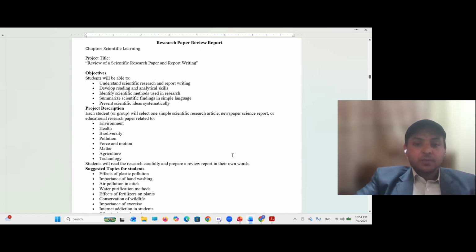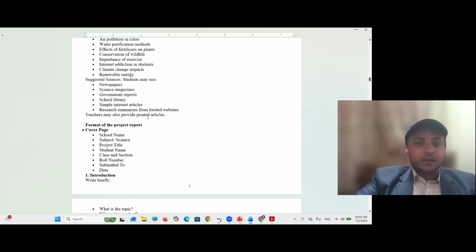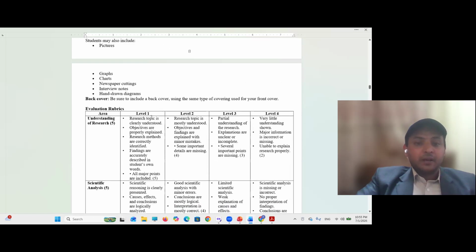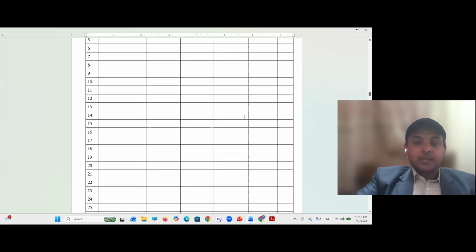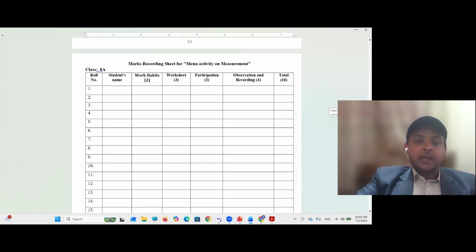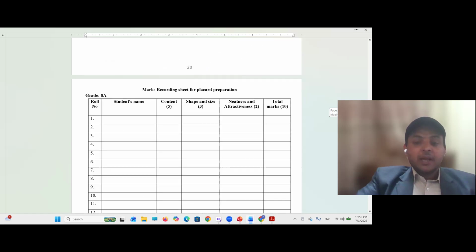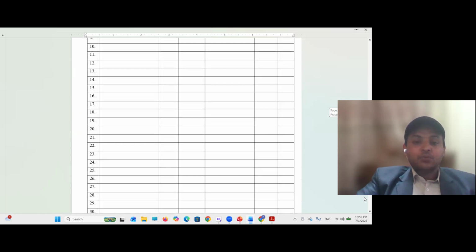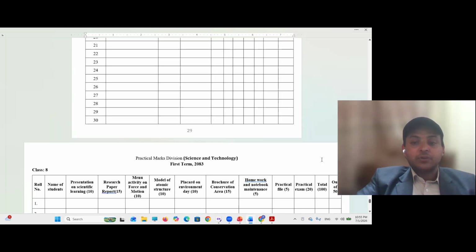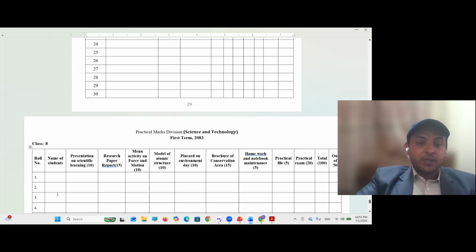Another, for the research paper review report as well, the student will prepare the review report, and that will be graded based on the evaluation rubrics. Likewise, here are different projects, and after taking the practical examination, practical evaluation, model, everything, finally the marks will be summed. The names of the students will be in one column, and suppose for student one, how much marks he got in presentation, research report, menu activity, all the sum will be calculated and it will come to 100.